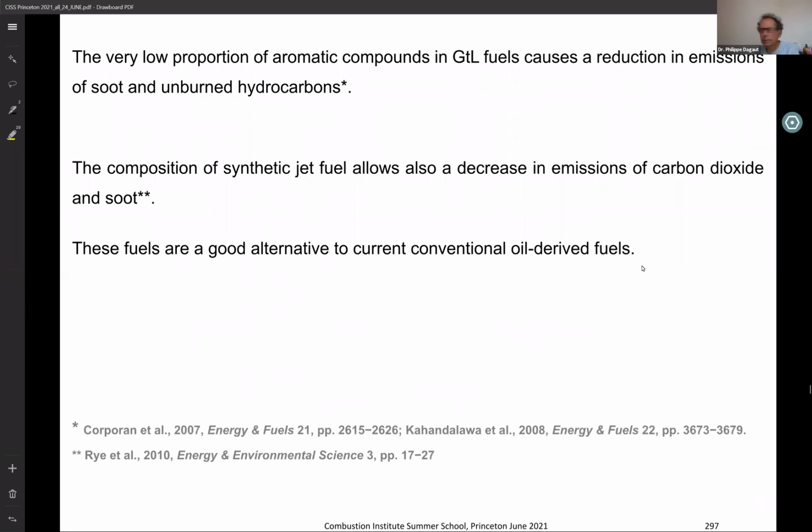So these fuels have a very low tendency to produce soot, and this is one of the reasons they are interesting. They have a low proportion of aromatics, and the composition of synthetic jet fuels also allows a decrease in emission of carbon dioxide. These fuels are a good alternative to current conventional oil-derived fuels.